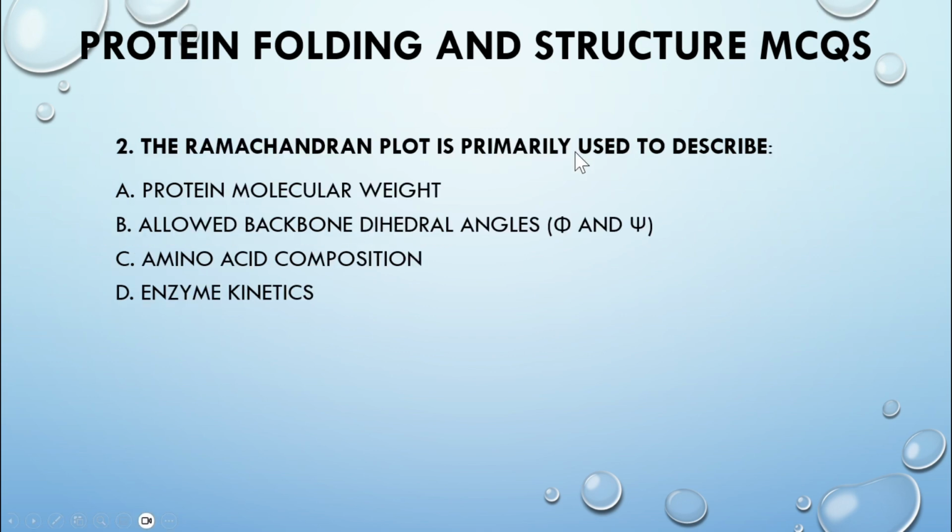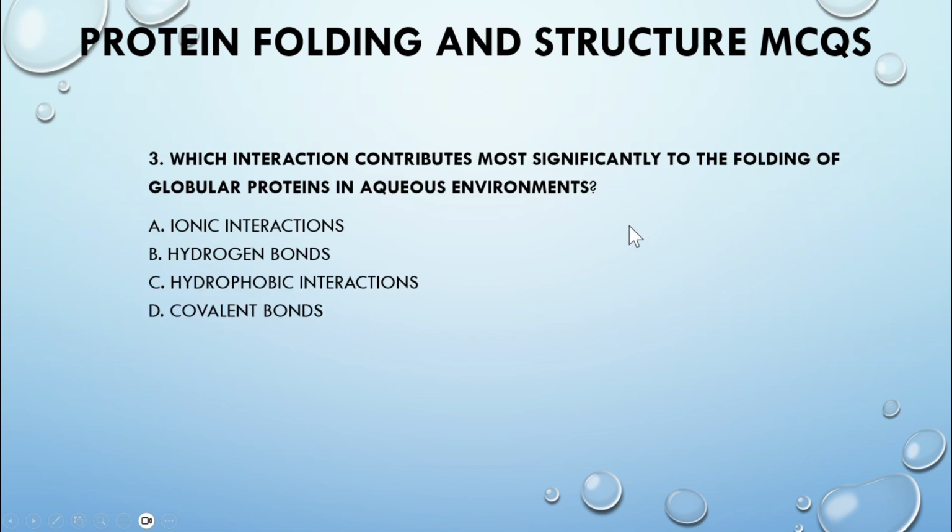Question 2. The Ramachandran plot is primarily used to describe A. Protein molecular weight, B. Allowed backbone dihedral angles, C. Amino acid composition, D. Enzyme kinetics. The correct option here is B. Allowed backbone dihedral angles. Now, the Ramachandran plot predicts strictly allowed conformations of protein backbones based on the phi and the psi angles. This is the phi, this is the psi angles.